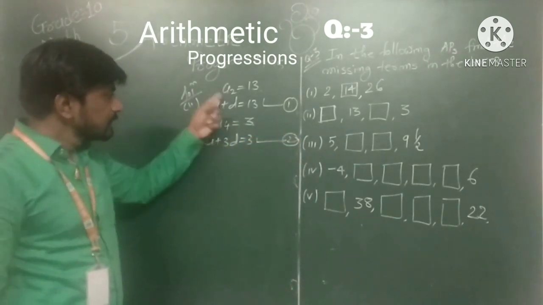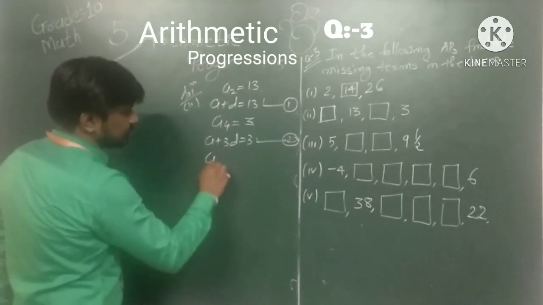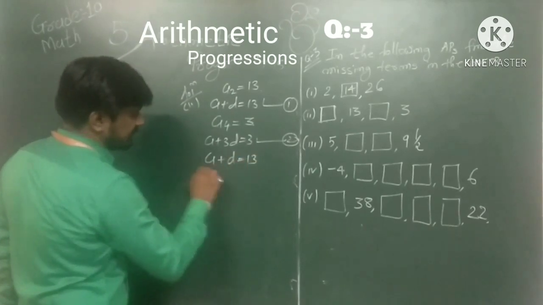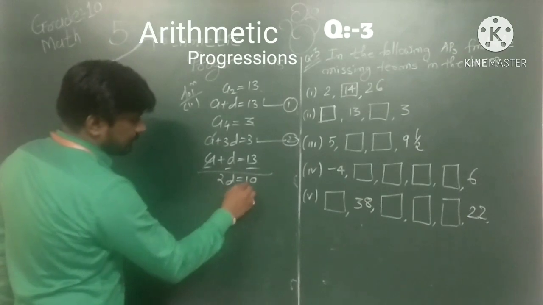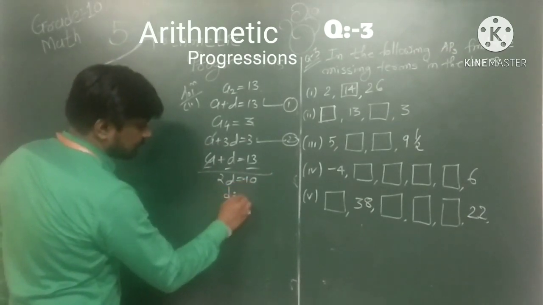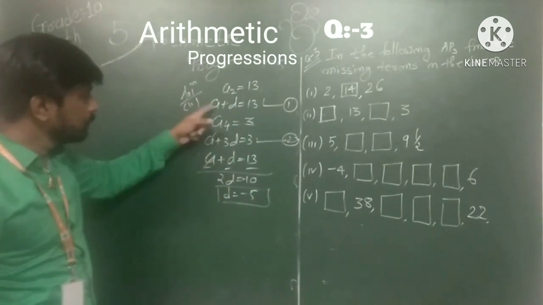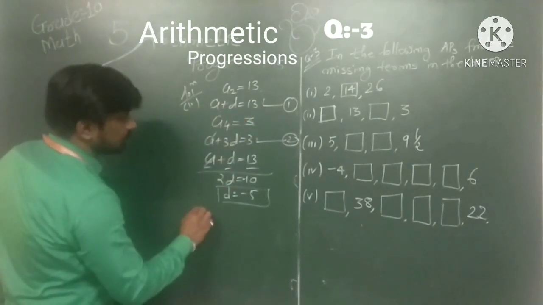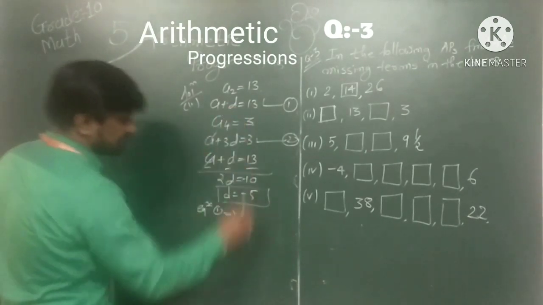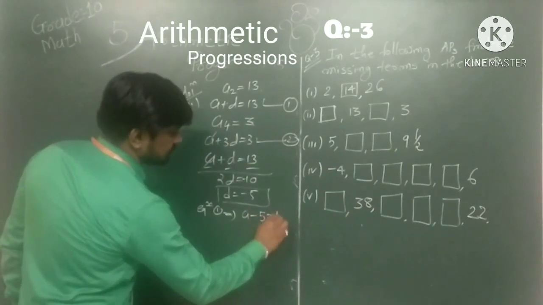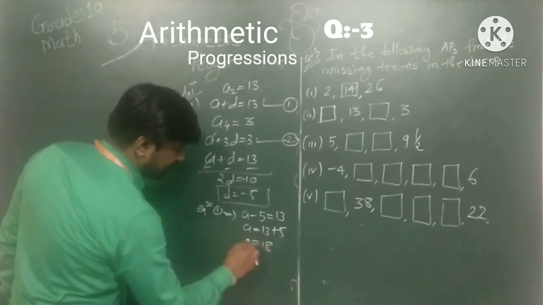Now solve this pair by elimination method. I arrange this equation below this one, which is equal to 13. Change the sign. Here 2D is equal to 10 minus 10. Therefore D is equal to minus 5. Now put this value in any one. I put here D is equal to minus 5. Therefore by equation 1, what happened? D is equal to minus 5, A minus 5 is equal to 13, A is equal to 13 plus 5, A is equal to 18.